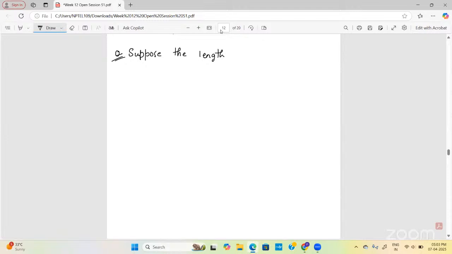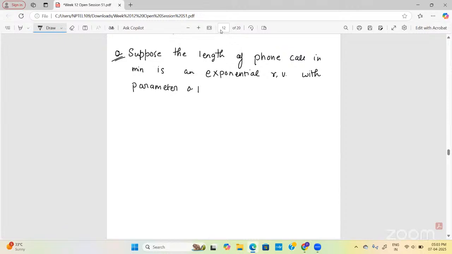So suppose the length of a phone call in minutes is an exponential random variable with parameter 0.1. Okay, so the parameter is what? Lambda. So lambda is given as 0.1.